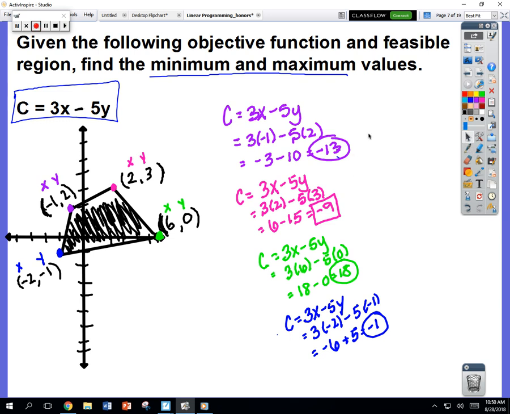Okay, so you're going to look at all your values now and determine which one is the maximum. So the maximum will be the one that gave me the biggest value. So my maximum in this case is the point (6, 0) because it gave me 18. My minimum in this case will be the one that gave me the lowest value, which would be negative 13. So negative 1, 2 is your minimum.